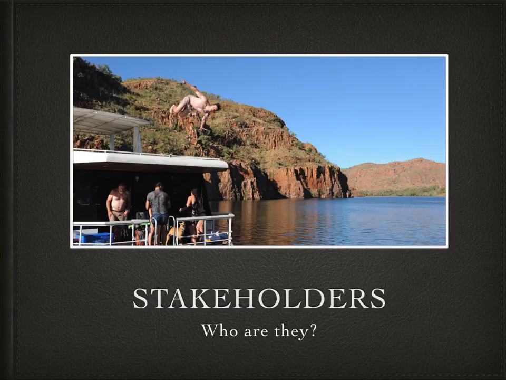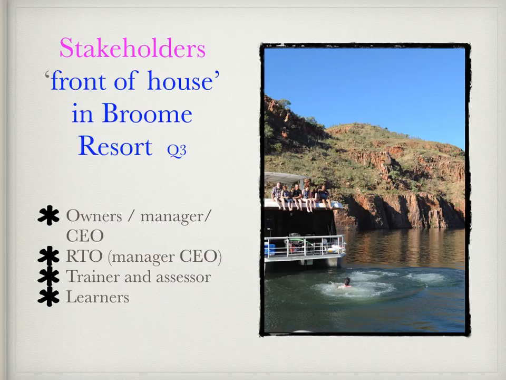So in this training, we'll have different stakeholders, and generally those stakeholders are people like the owners or the managers or CEOs of the actual business or organisation, the RTO, and so that could include the manager of the RTO or the training manager of the RTO or the CEO. And then you'll have the trainer and assessor, or there may be more than one trainer assessor in a particular training situation, and of course the learners, and we can't do this without the learners. And so these are the stakeholders.